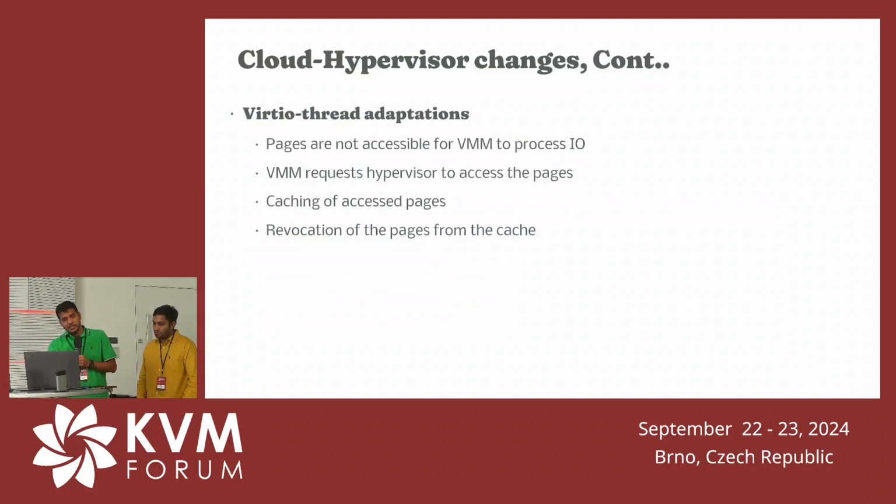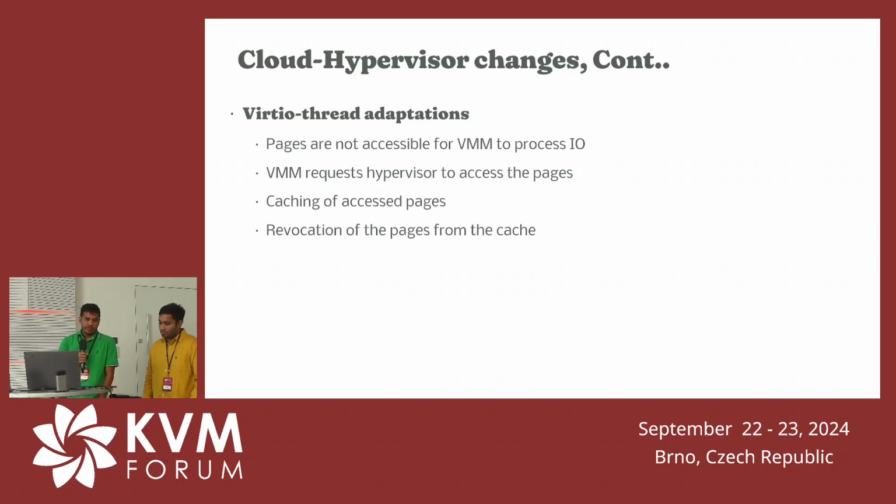There is an interesting piece of code base that we had to change in the Cloud-Hypervisor: those VirtIO thread adaptations. KVM has its own freedom. It handles most of the things in the kernel. But as a type 1 hypervisor, Microsoft Hyper-V actually offloads some of the handling to user space.